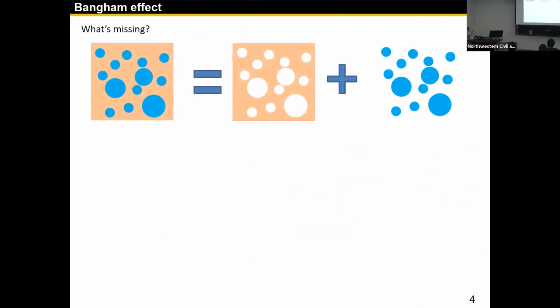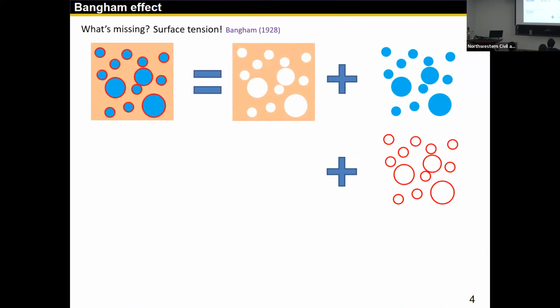So what is missing in the classical framework that does not allow us to capture this? One of the hypotheses is that we are missing the surface tension. This is also called the Bangham effect or Bangham theory. Basically, the adsorption process will interact with the surface tension to cause some change of the skeleton stress, and that will induce this effect.